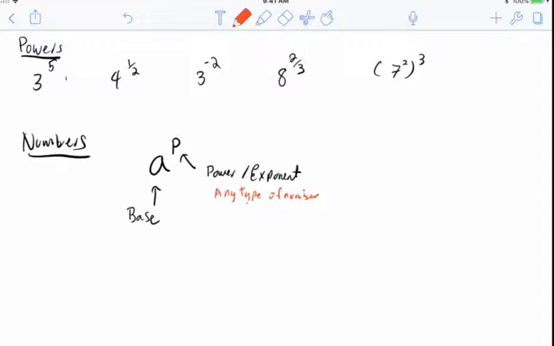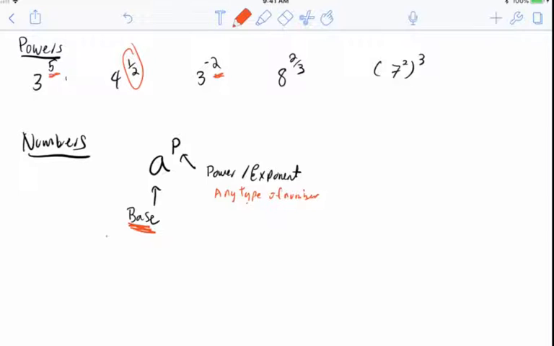Right? You can have a whole positive number. You can have a whole negative number. You can have a fraction. You can have a negative fraction. Okay? The base, on the other hand, can it have any value? The short answer is, well, it depends on the context. Sometimes it can have any value, sometimes it can't.